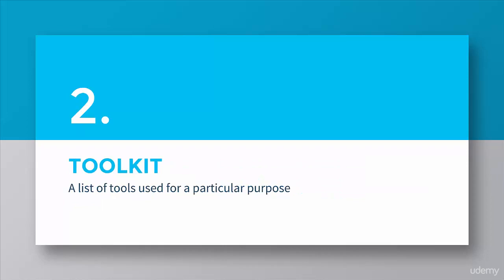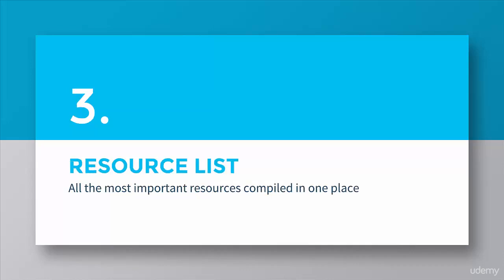A toolkit is a list of tools that you use for a particular purpose. So if you write a photography blog, for example, you could put together a list of your favorite hardware and software that you use for the job. A resource list saves people from having to do research themselves and compiles the most important resources in one place. And by the way, you'll notice the most common theme for many of these lead magnets is that they save people time and energy. That should be your number one goal.